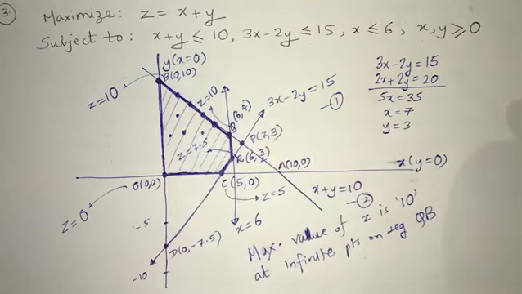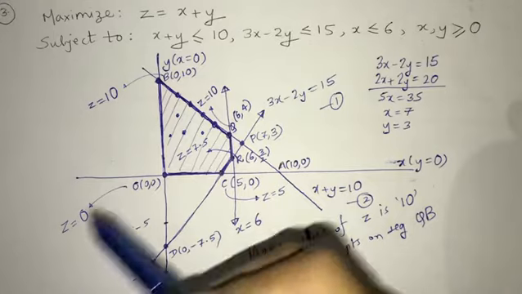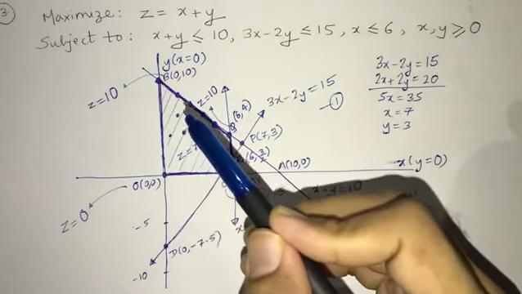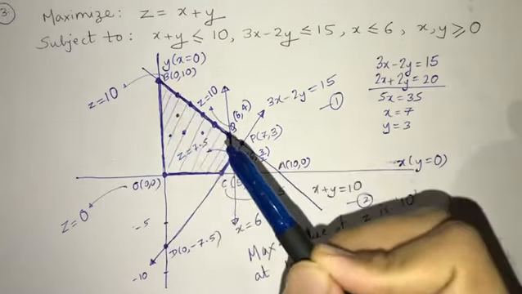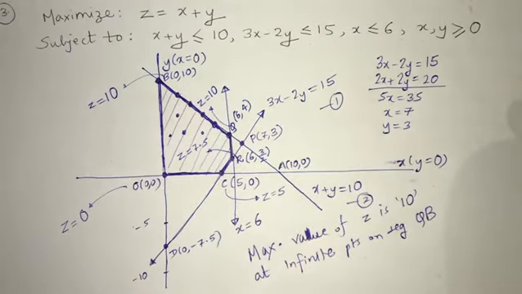Okay, but that does not mean that in all such problems where the objective function matches with the value of a constraint, this is going to happen. It is not fixed. It is not always the case that when the objective function matches with one of the constraints, you'll get infinite solutions. Okay, so I get infinite solutions at every point on this segment. I get the value as 10.